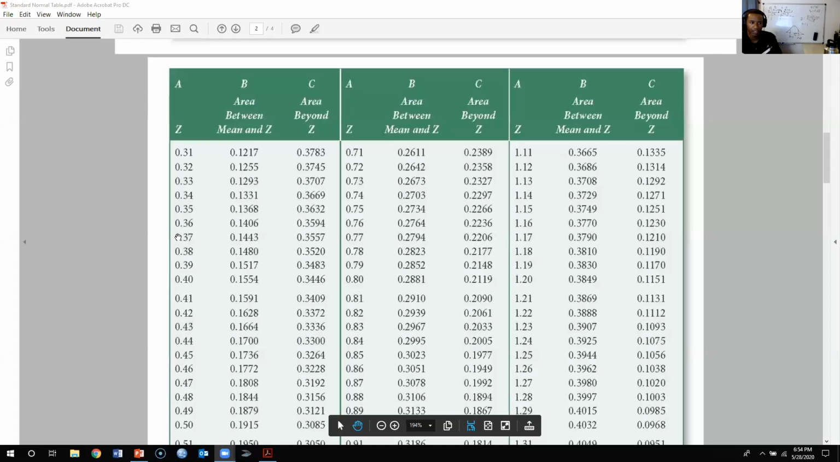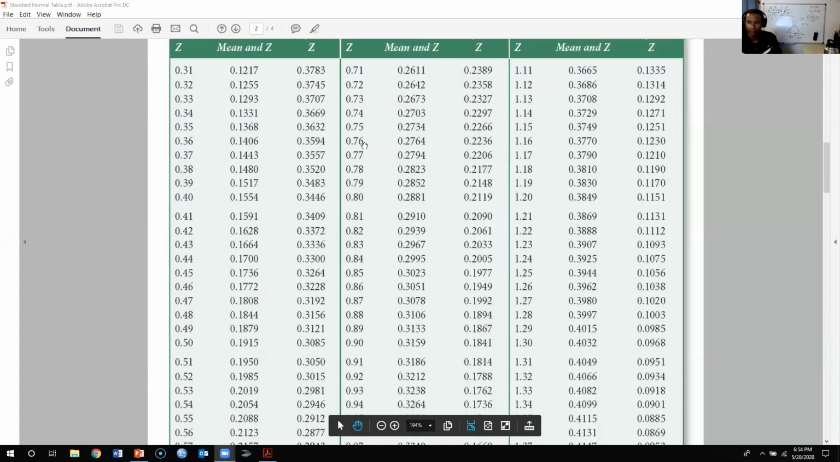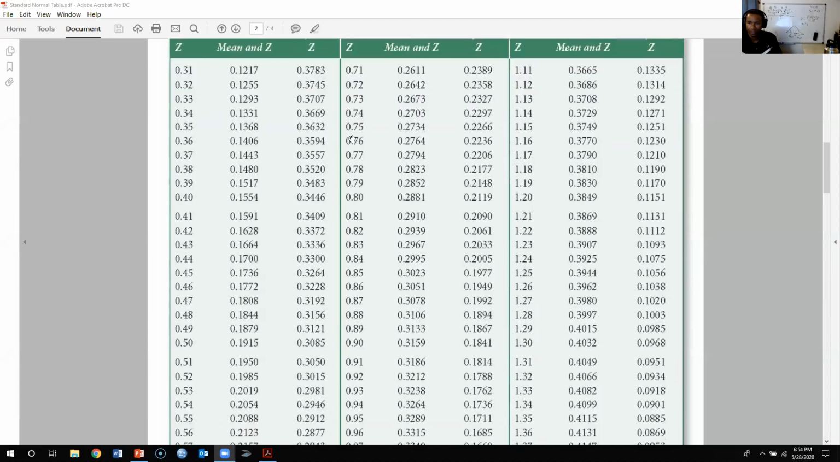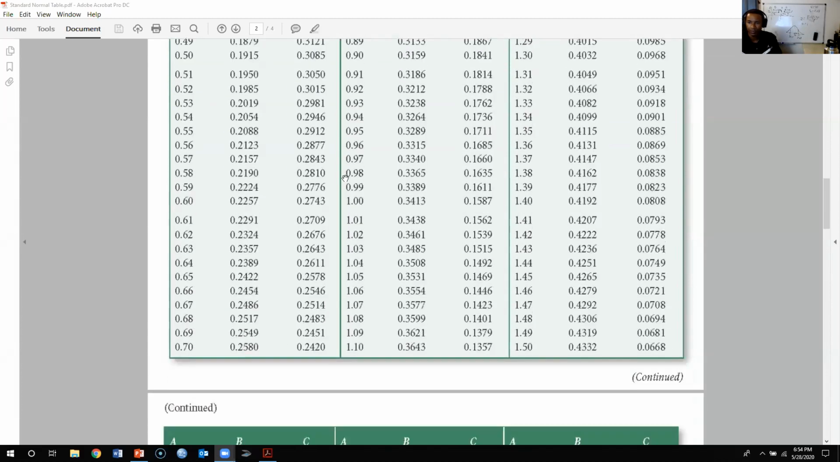So we go back to the standard normal table. I need to find the z value which is equal to 1.0. Come down, we find z value of 1.0. Now that I found that, this is the B column, and I see 0.3413. I'm going to draw that there. And in the C column, I'm going to see 0.1587. So right now, I'm really just going to focus on the B column.